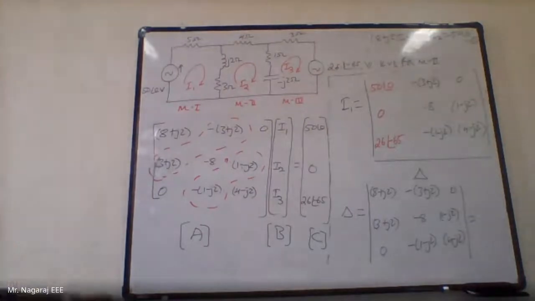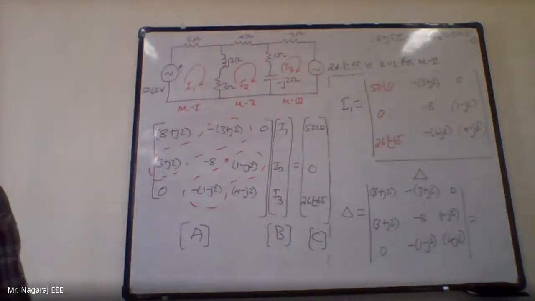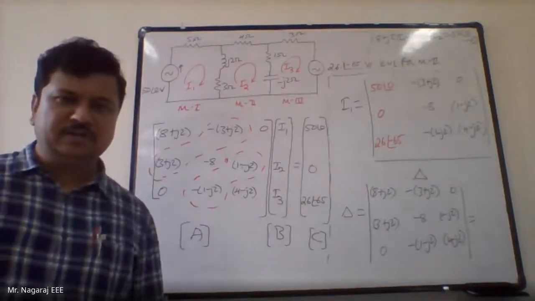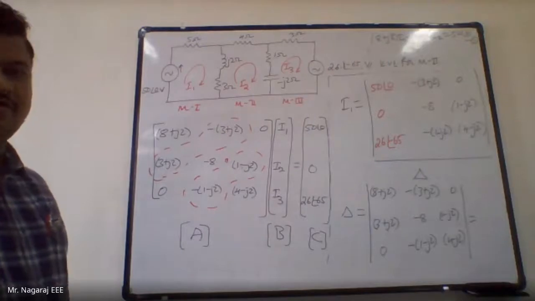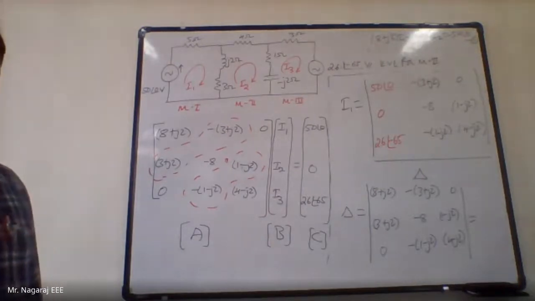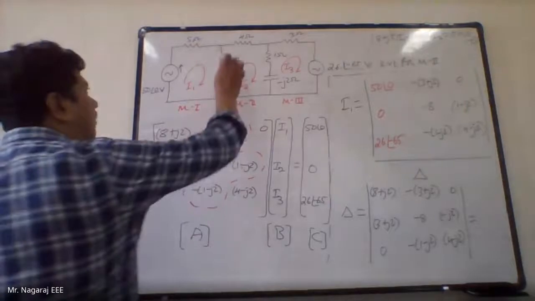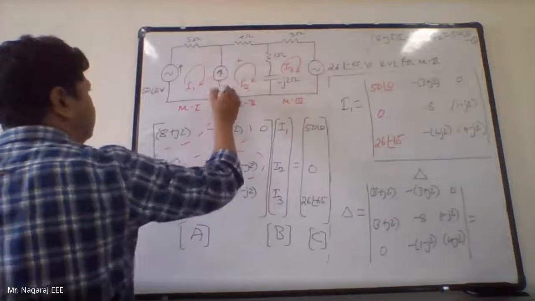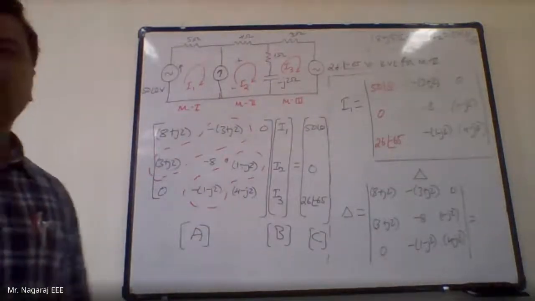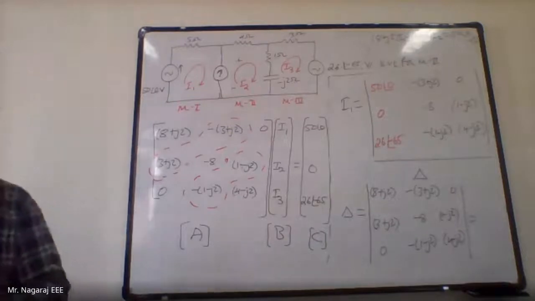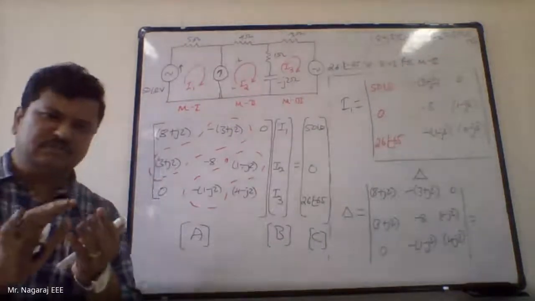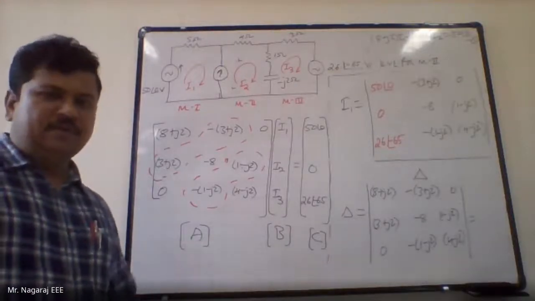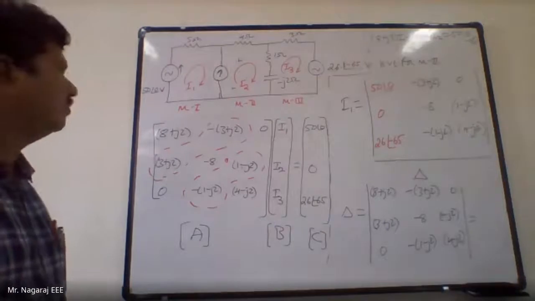Yes, this is the mesh analysis, one part of the mesh analysis. Now there is one difficulty in the mesh analysis: if a current source comes in common. What should I do? Now it is not as simple as what we did now. Some deviation we have to take in the analysis technique. That we will see in the next class.